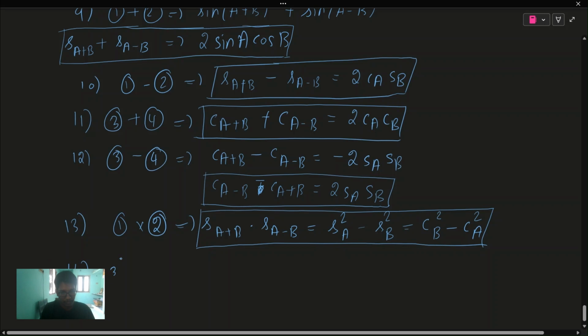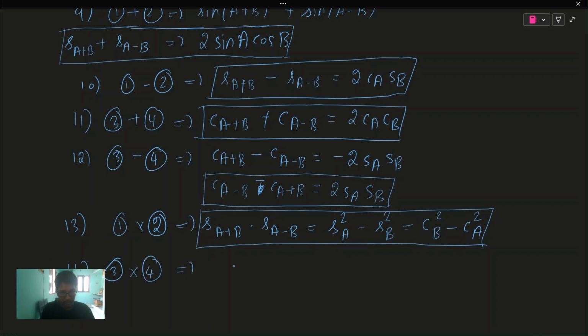In the same way, 3 and 4, let's multiply. cos(A plus B) times cos(A minus B) would give us cos square A minus sin square B, which is also equal to cos square B minus sin square A.